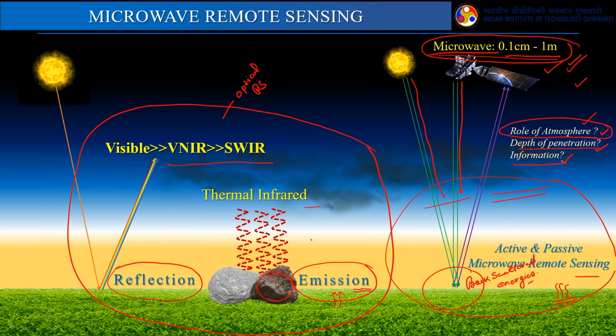Now, what different information we will have from microwave remote sensing? Since here we are having the depth of penetration better than the optical remote sensing or the reflective domain, we will have the subsurface information, right. That is point number 1. Then second point is, here we will have very little information about the composition of the target, whereas we will have more information about the structure of the target.